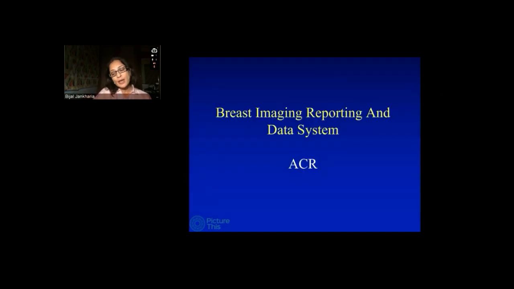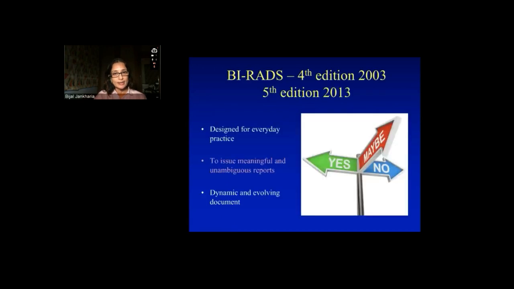So BI-RADS is Breast Imaging Reporting and Data System, which is developed by the American College of Radiology, or ACR, and it took them 10 years to go from the 4th edition to the present 5th edition, which started in 2013. The whole idea is to give correct terminologies, to give correct assessment categories, and it should be uniform throughout the world. We should be able to issue meaningful and unambiguous reports.